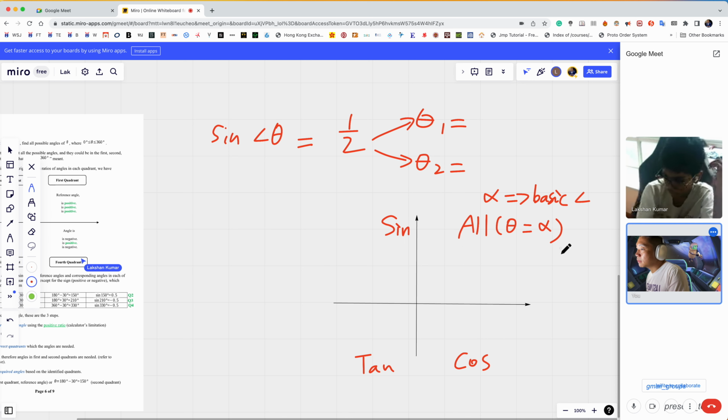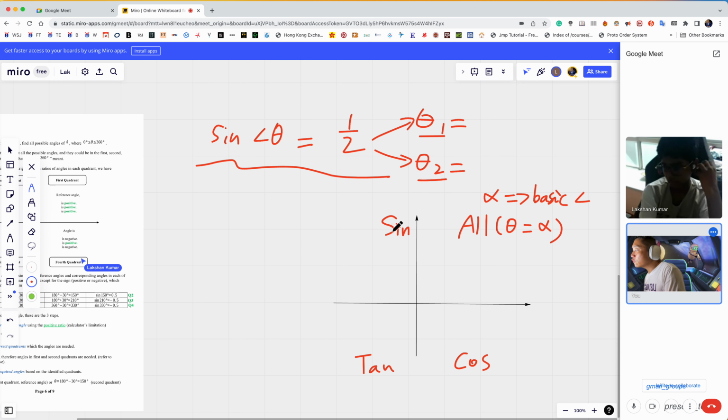So in my words, it's called the basic angle. And the theta here is the theta 1 and theta 2 you are referring to. Yeah. So later we will see how this basic angle and theta are linked together and how you are supposed to solve it.